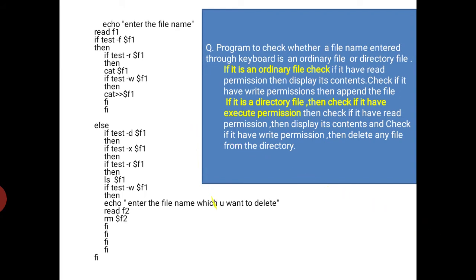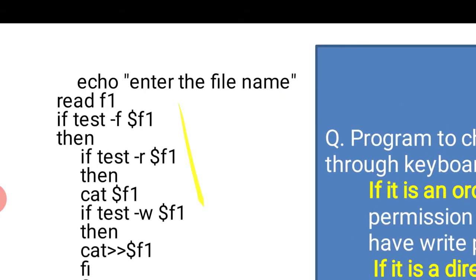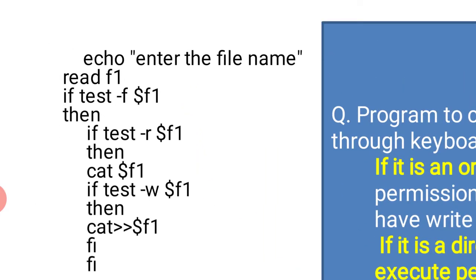So here, enter the file name, read f1, the f1 variable is used as the file name. If test, here we are using test as a control command. In this example we have not used square braces, it's optional. Optional means it's your choice, either you can use the test command or you can use square braces. If test -f $f1, then if this condition is true, then check if the file has read permission. If test -r $f1, if this condition is true, then display the contents by cat $f1.